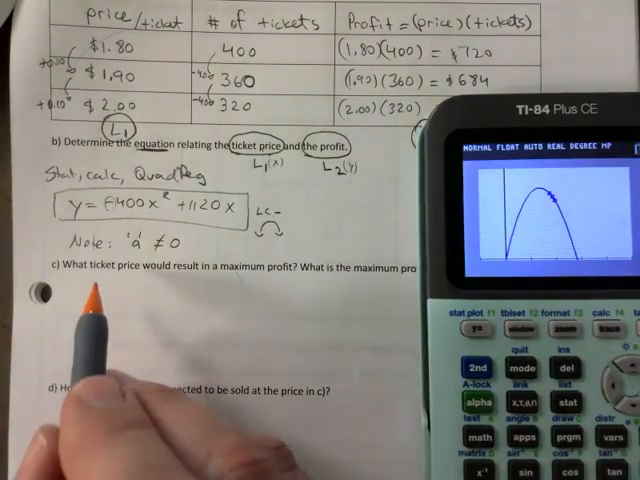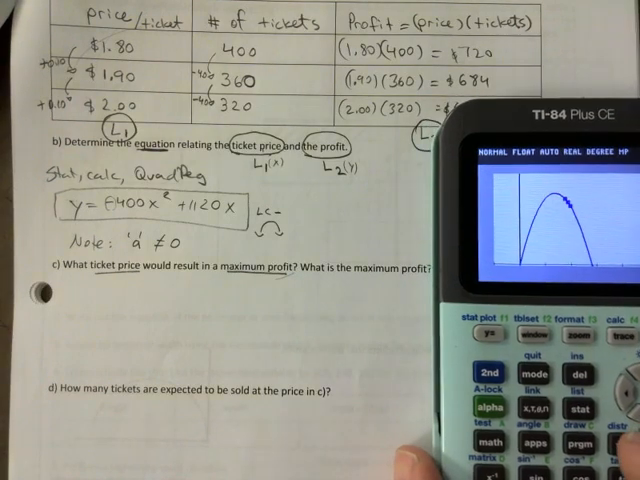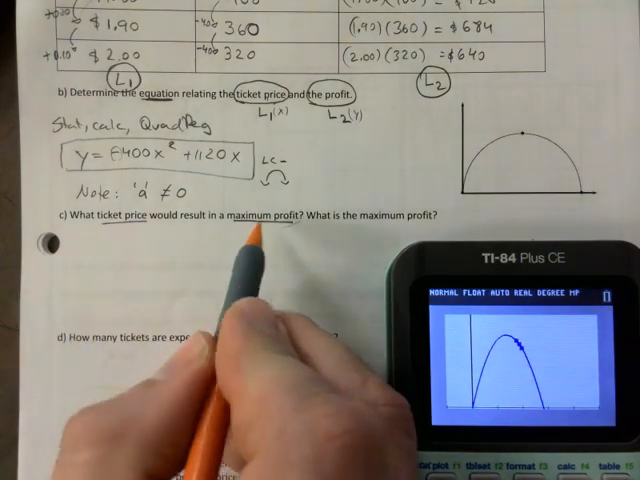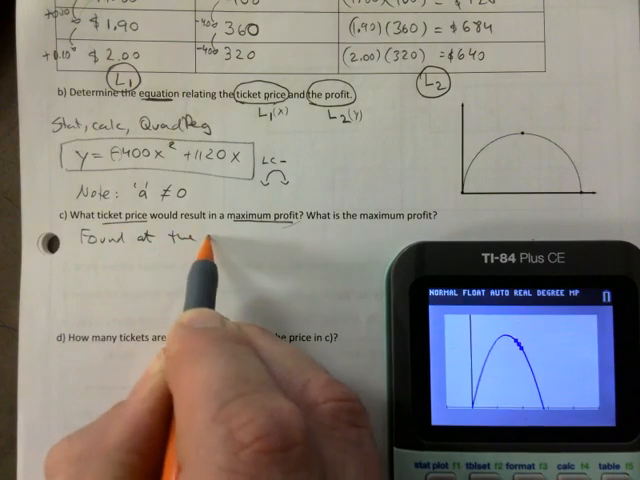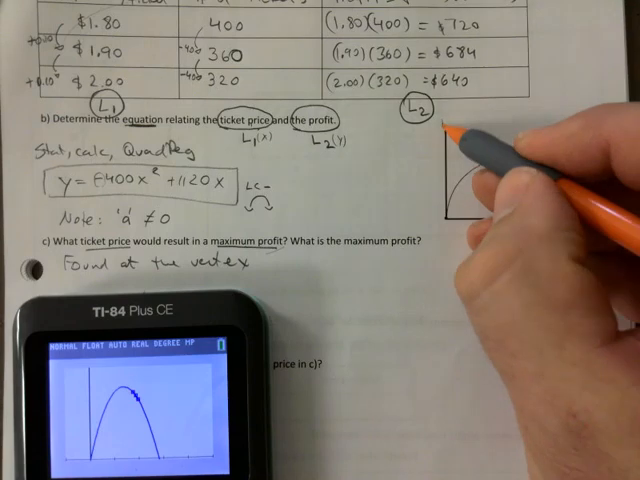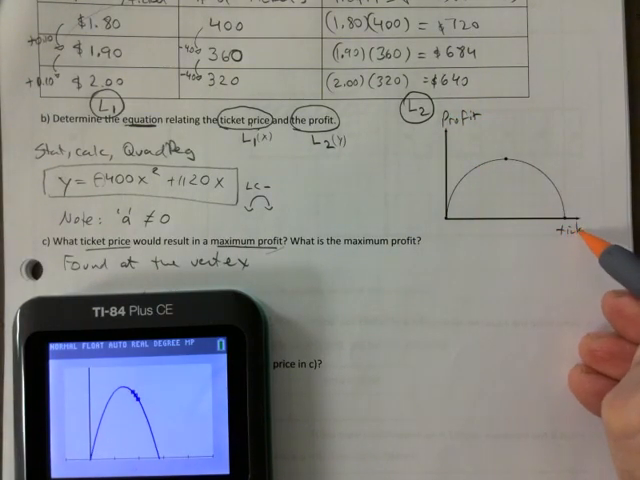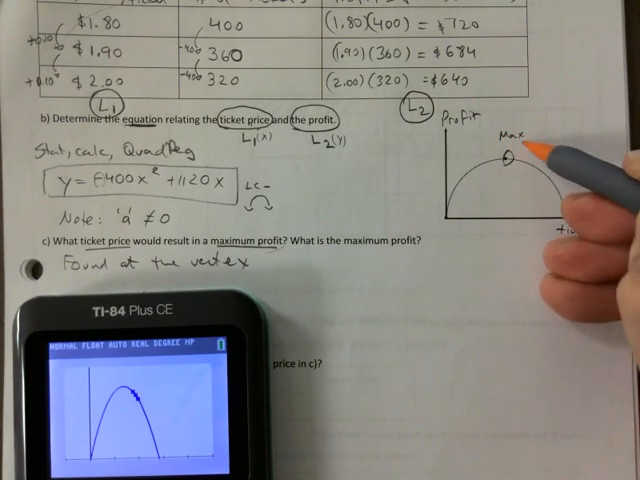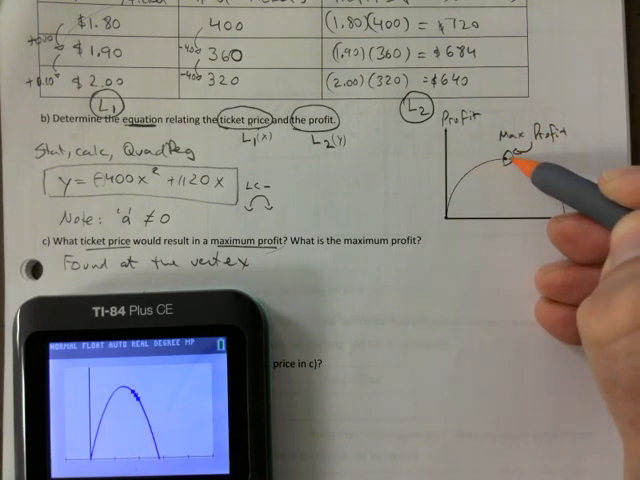Okay. It's asking what ticket price would result in the maximum profit. What is the maximum profit? This will be found, right? Maximum profit found at the vertex. That's where the maximum profit is located. Like if this is your profit and this is ticket price, then here, this is where the max profit is going to be found. The highest profit, the highest y value, is going to be right here.